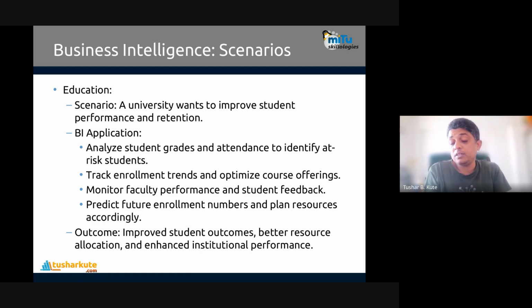Okay? They can be running in multiple shifts also. Some colleges, education institutions we have seen, are running in different kinds of shifts, right? For appropriate allocation of the resources there. And with the help of it, enhancement in institution performance is possible. That is what the outcome of BI tools is.